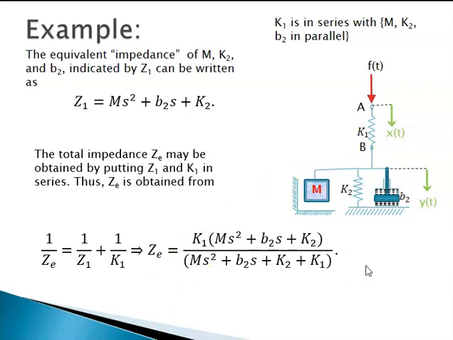You may want to carefully note, when we are trying to find the transfer function between f of t and x, we are considering all the elements that are between the point where x of t is measured and the ground. This hatching here, this hatching here, this hatching here, they all indicate ground, that is the fixed point. When we try to find the relation between f of t and x of t, consider all the elements between this line and the ground, that is the spring K1, M, K2 and B2. That is the reason why we found ZE here.